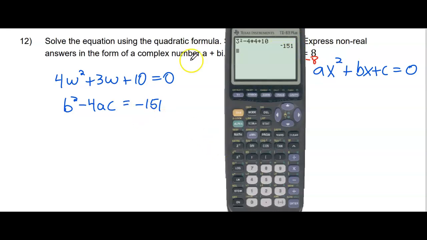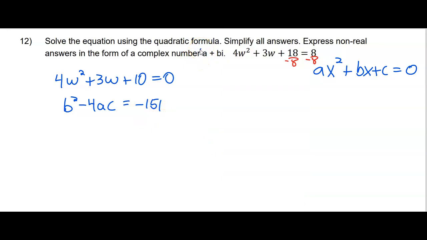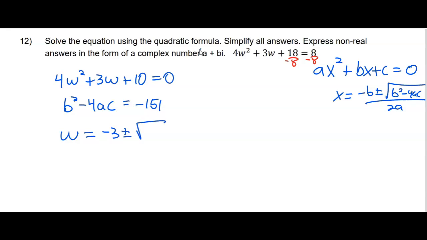Now, the solution of the quadratic formula is x equals opposite b plus or minus the square root of b squared minus 4ac all over 2a. And that is if the variable is x squared and x. Ours is w squared and w. So w equals opposite b, so negative 3, plus or minus the square root of the discriminant, which we've worked out to be negative 151, all over 2a, which is 8.